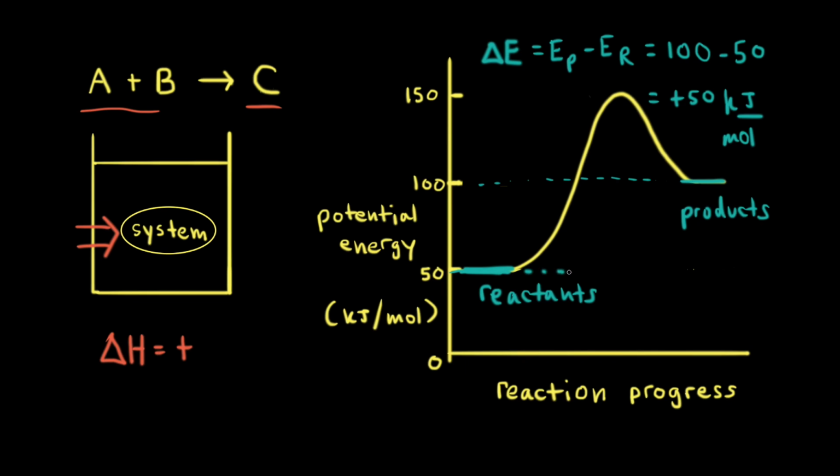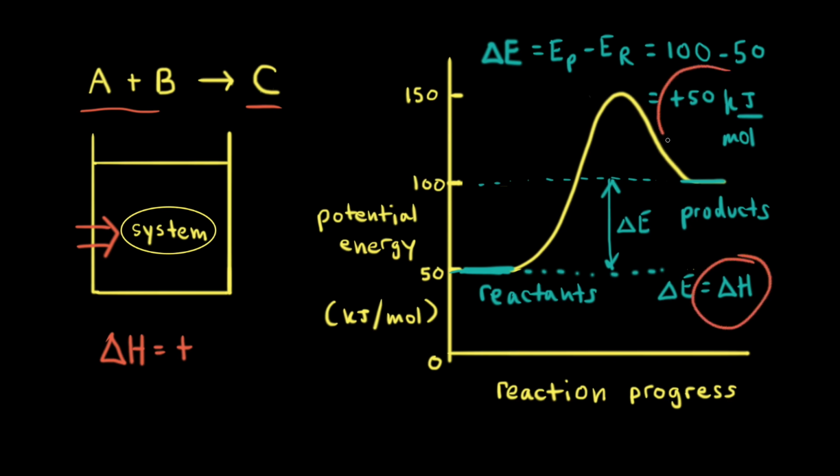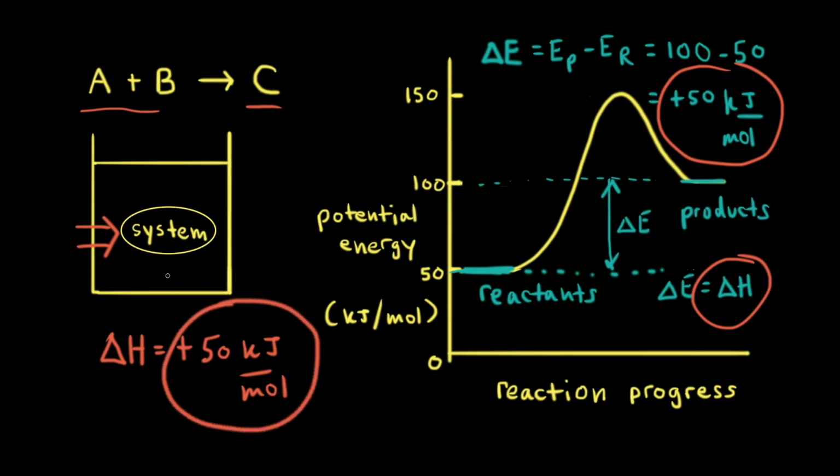So on our diagram, if we represent delta E, that would be this difference here on the energy profile. And once again, delta E is equal to the change in the enthalpy, delta H, for the reaction. So delta H for this hypothetical reaction is positive 50 kilojoules per mole. Since delta H is positive, we know that energy was transferred from the surroundings to the system. And that's the reason why the products have a higher potential energy than the reactants in our energy diagram.